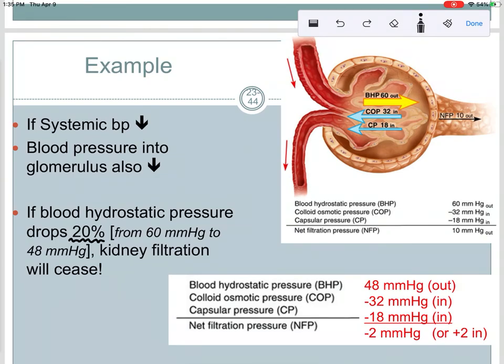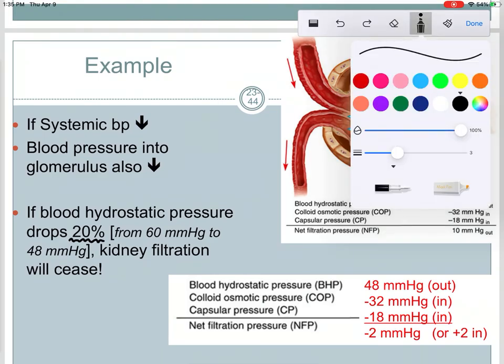Let's walk through this. Under normal circumstances, we have a blood hydrostatic pressure of 60 going in this direction, and we have osmotic pressures of 50 coming in this direction. So if we have 60 pushing out and 50 coming back in, what is the net in this direction? That is what we want. But let's take those same numbers and see what happens when there's a 20% drop in blood pressure.